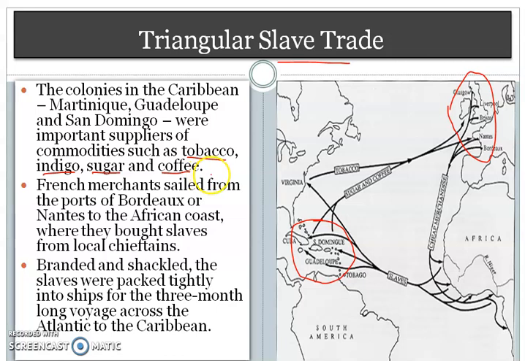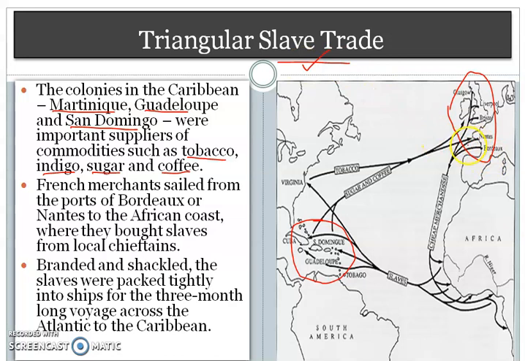Out of these islands, there were 3 islands which were under the occupation of France. They were Martinique, Guadeloupe and Saint Domingo. So these colonies of France were the important supplier of these products. But the problem with the European countries was that none of the Europeans wanted to go and settle down in these colonies and to work there. And this thing gave rise to slave trade.